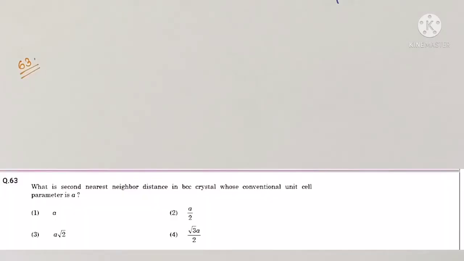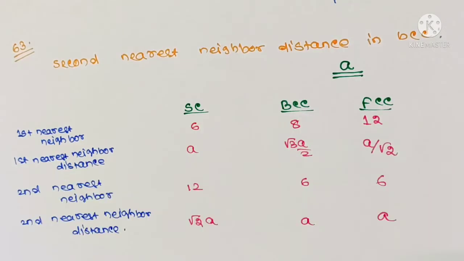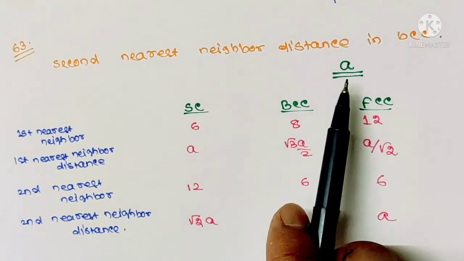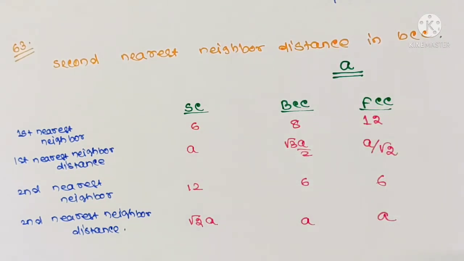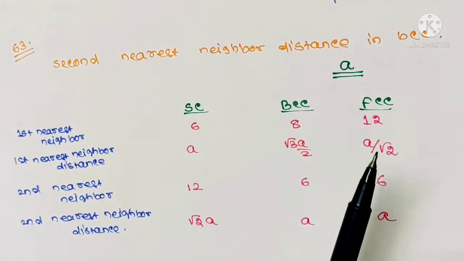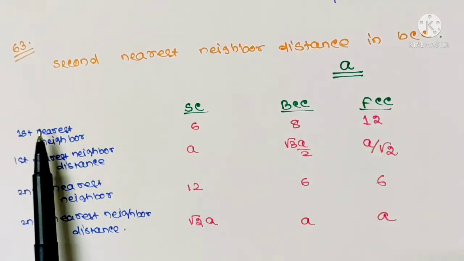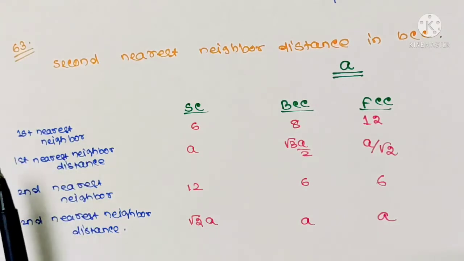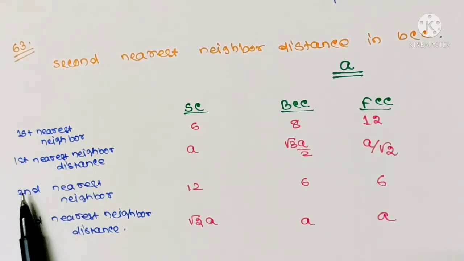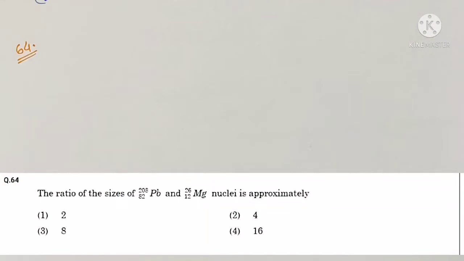Question number 63. What is the second nearest neighbor distance in a BCC crystal whose conventional unit cell parameter is A? We know the second nearest neighbor distance in BCC structure is A. So you should make a table and try to remember for simple cubic, BCC and FCC, the number of first nearest neighbors, that is the coordination number, then the first nearest neighbor distance, second nearest neighbor distance.